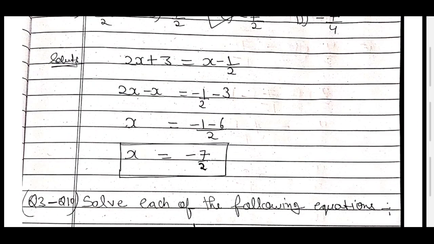So the question is given like that, 2x plus 3 is equal to x minus 1 by 2. First you collect all x together and the numbers together. These numbers are known as the constants. So x comes this side. When x comes this side, it is plus here, because no sign is present, it means plus. Then when this comes to this side, it becomes minus, so it becomes 2x minus x. And when this 3 moves to this side, its sign will also change, it becomes minus. So 2x minus x is equal to minus 1 by 2 minus 3.